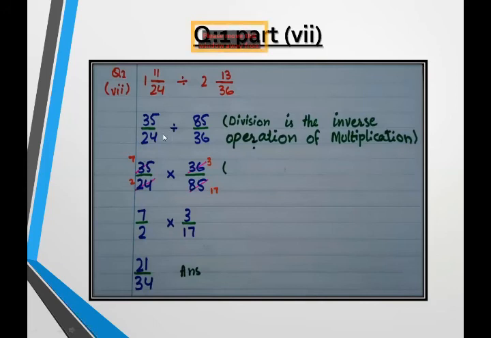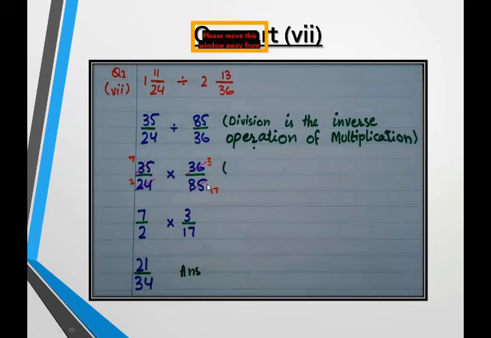Change the sign of division into multiplication. Why? Because division is an inverse operation of multiplication. So 35 over 24 multiply. When we convert it into multiply, we will take the inverse, the reciprocal, of the second value. 85 over 36 will become 36 over 85. Now do the cancellation.